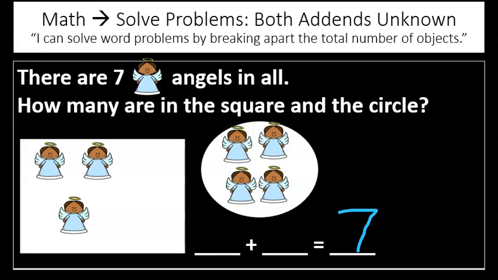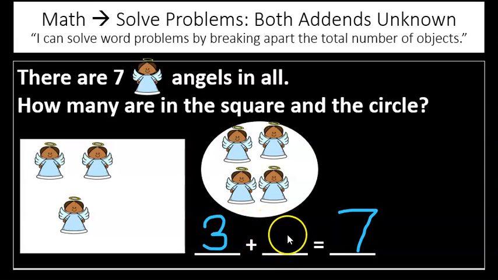Now, the next thing we have to do is we're going to count up the angels in the square. And that's going to give us our first addend, okay? Let's count up the angels in the square. Count with me. 1, 2, 3. So we're going to have to put 3 here, okay? Watch your screen because I'm putting 3 here.